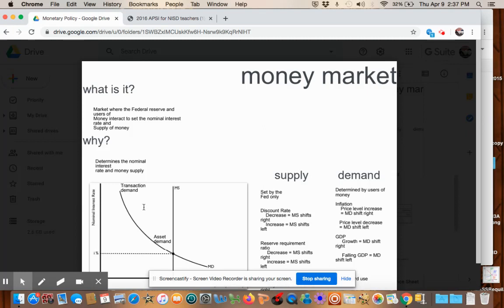GDP, if you have growth, if you have an increase in real GDP, we're buying more stuff, money demand curve shifts to the right, you have a higher nominal interest rate. And then the opposite is true. If real GDP decreases, money demand curve shifts to the left, you have a lower nominal interest rate. And then finally, credit card use affects this as well. Credit cards are not money. And so if you increase your use of credit cards, then the money demand curve would decrease and shift to the left, and you'd have a lower nominal interest rate. And then vice versa. If we stopped using credit cards, it would increase.